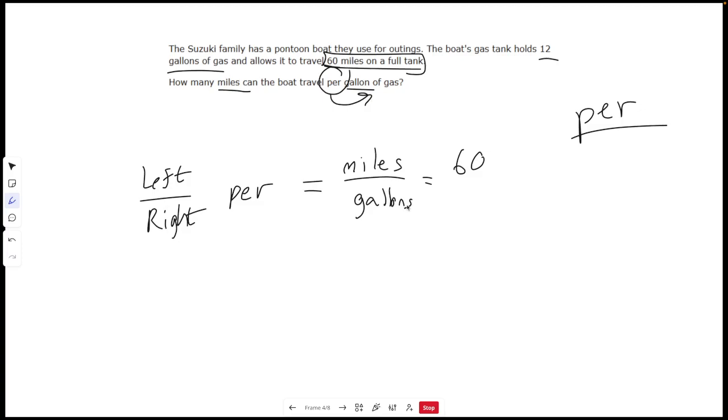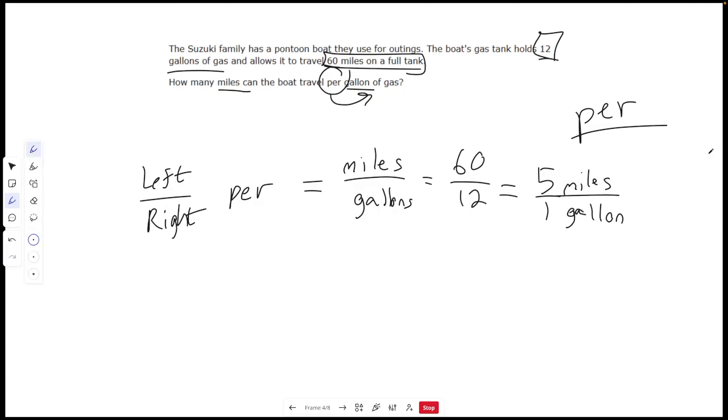And how many gallons of gas did we start with? Well, they told us it started with 12. So 60 divided by 12. We can type that in a calculator or do it in your head. 60 divided by 12 is 5. And kind of important here, remember that you can write it over 1. The reason we do that is because we need to remember that on the top was miles, so this is 5 miles per 1 gallon of gas. Let's clean that up a little bit.